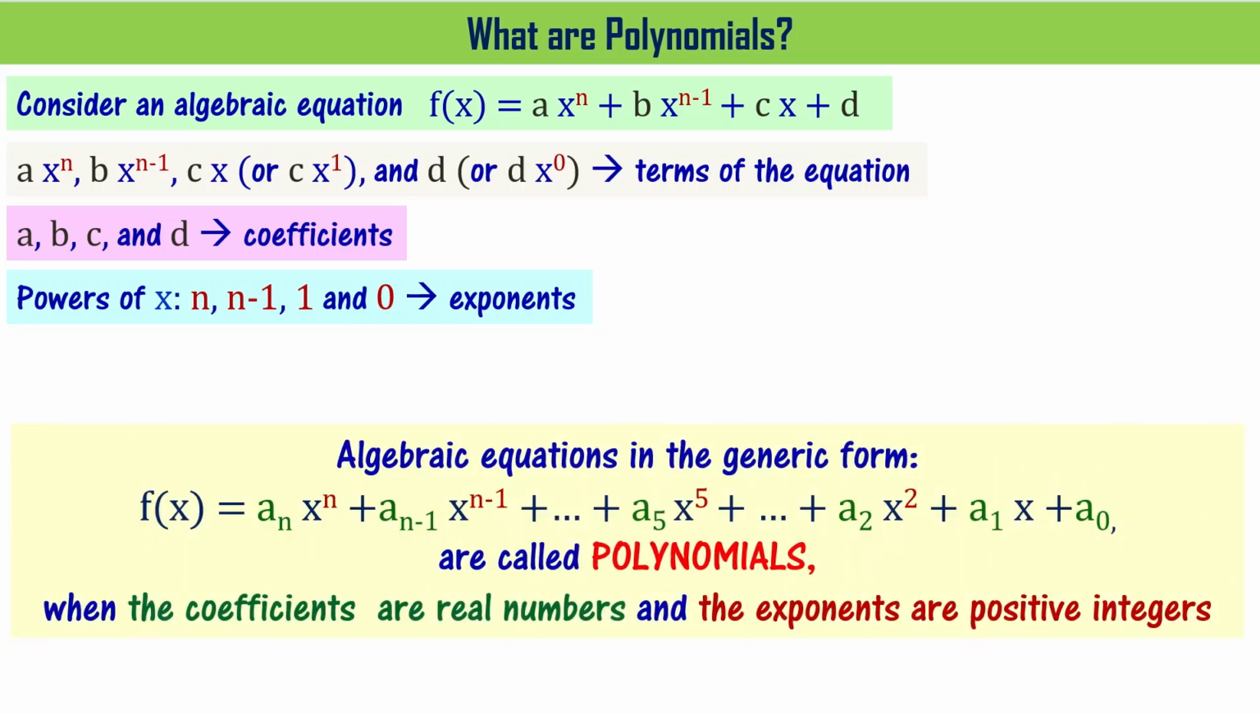The algebraic equations in the generic form, that is f of x equal to an x to the power of n plus an minus 1 x to the power of n minus 1 plus an minus 2 x to the power of n minus 2 and so on, are called polynomials when the coefficients are real numbers and the exponents are positive integers. Please take a note of this. The coefficients have to be real numbers and the exponents have to be positive integers. Then only the given algebraic equation becomes a polynomial. Please take a note of this.